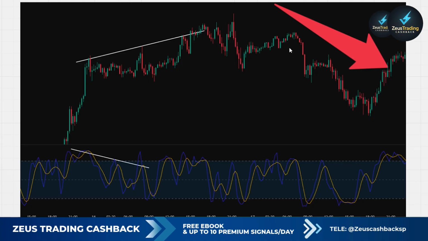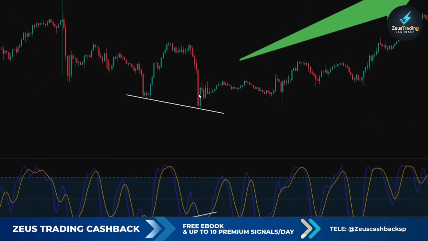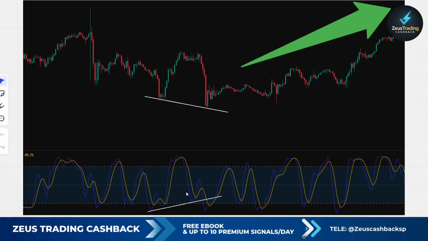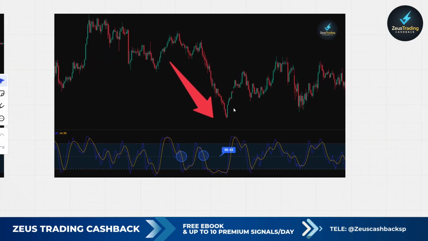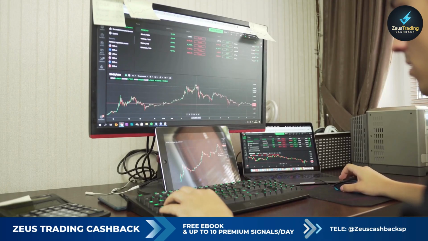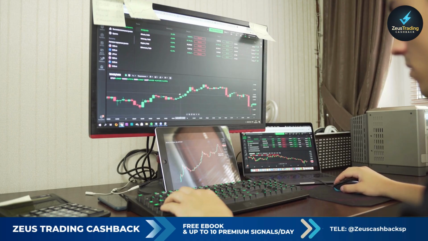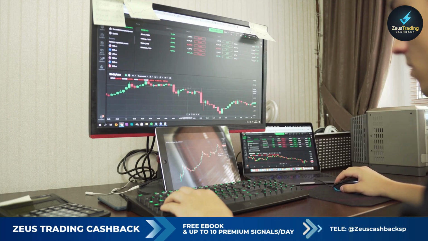Most traders only pay attention to the 20 and 80 levels, but there's another line that can be extremely powerful, the 50 level. When stochastic crosses above 50, it confirms buying pressure is taking control. When it crosses below 50, selling pressure dominates. The 50 level acts as a momentum filter. It helps you avoid false signals in sideways conditions and keeps you disciplined.